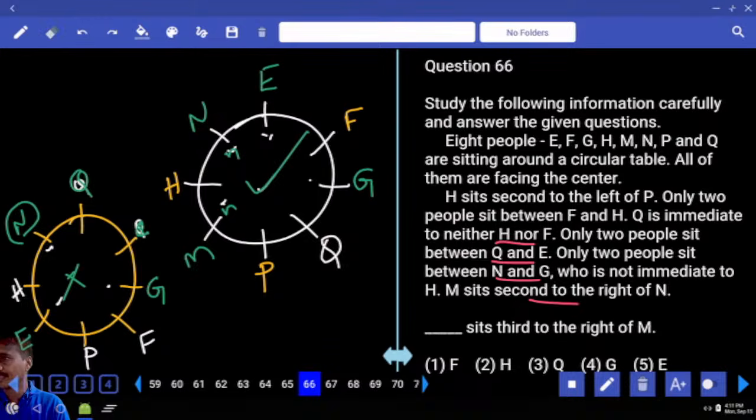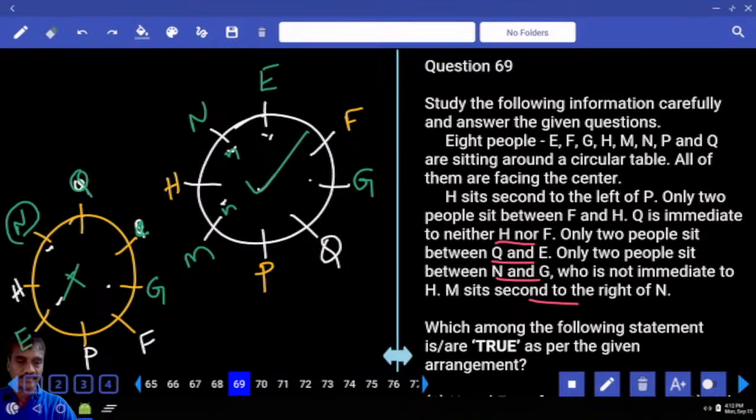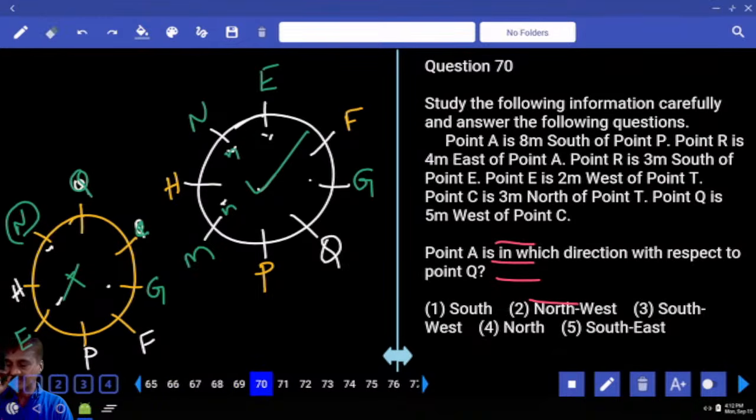Done with this? Now this is from question number 66 to 70. 66 to 69. Then next one, 70 onwards. Now in this question number 70 to 73, it comes under the first priority, directions. Must start with the directions.